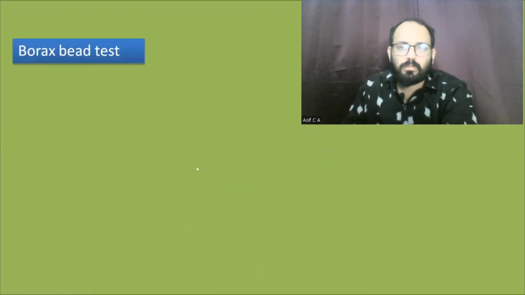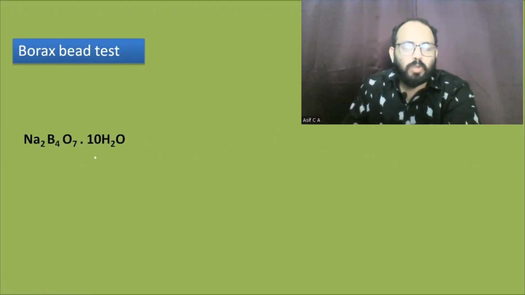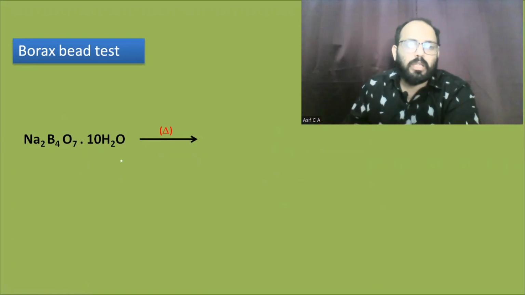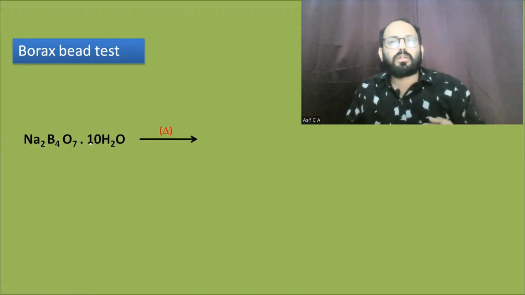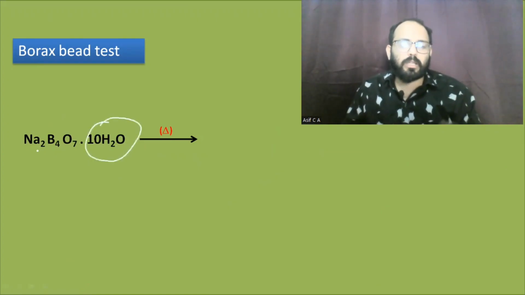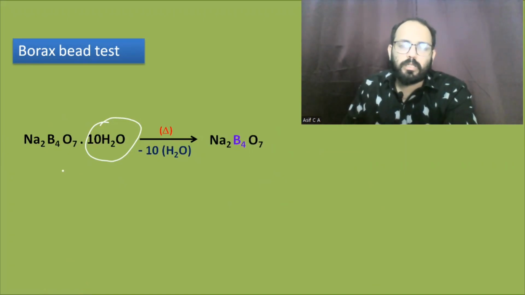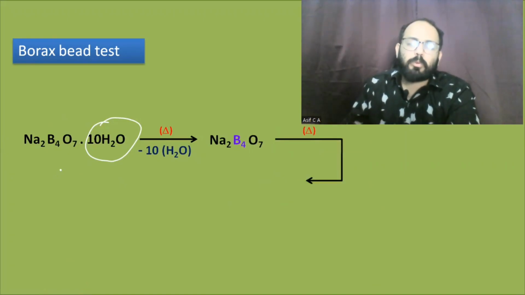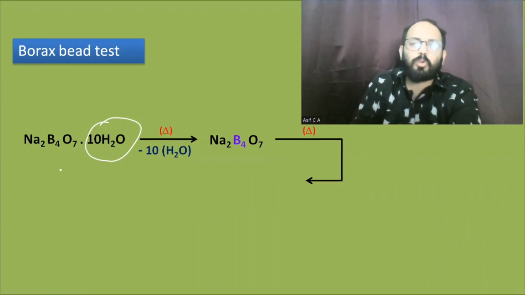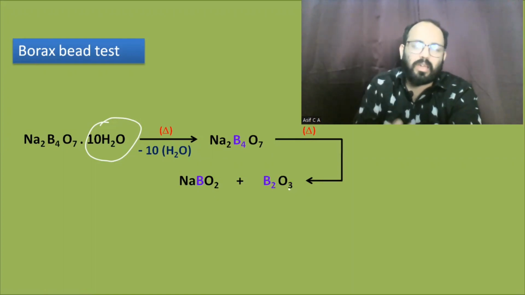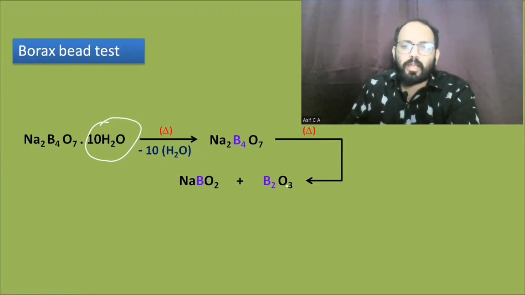Borax bead test. Let us see. This is borax decahydrate. When you heat this compound, what happens? First it will lose the water. After losing the water, what is left? You will be getting borax, Na2B4O7. Now again I am going to heat. Now the water is all gone, but I won't stop. When I heat it further, I'll be getting sodium metaborate and boric oxide. We can also call it boron trioxide or boric anhydride.